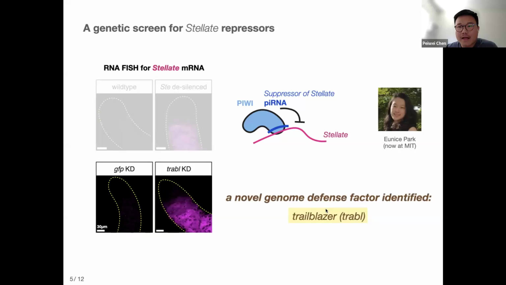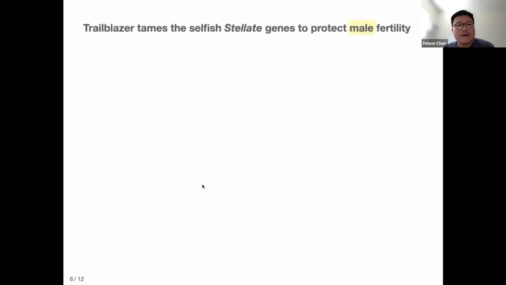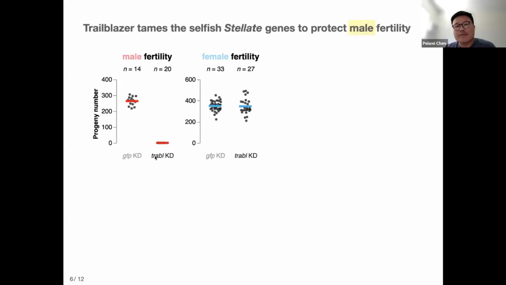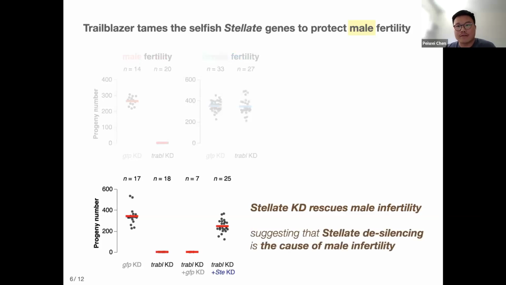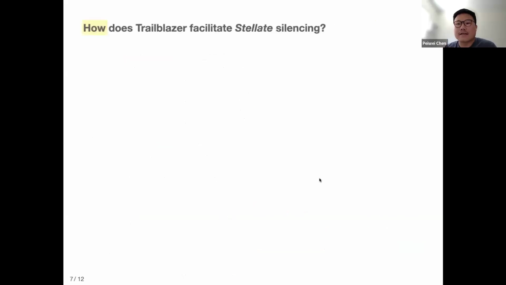Consistent with the fact that stellate silencing is absolutely essential for male fertility, we found that males that don't have Trailblazer almost never produce any progeny, so they're completely sterile, while females don't really seem to care whether they have Trailblazer or not. Importantly, such male infertility we see upon Trailblazer knockdown can be rescued if we also knock down stellate at the same time, suggesting that stellate derepression is the cause of male infertility we see upon Trailblazer knockdown. I want to take a step further and ask, how does Trailblazer facilitate stellate silencing? How does it work? What is the mechanism?